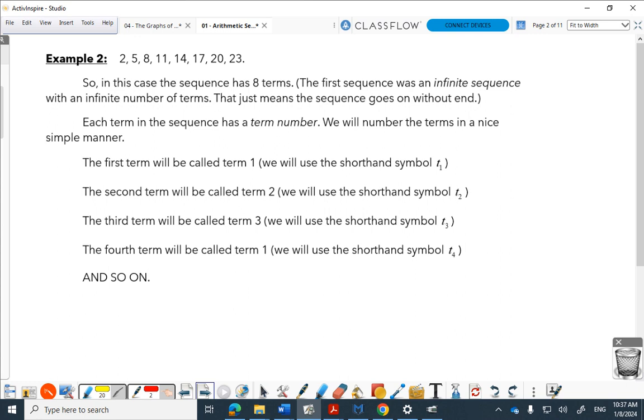So in this case, the sequence has 8 terms. Now I just typed this over the Christmas break, so as I'm doing it, I'm checking for errors, in case I made a little error in my typing. Was it 8 terms? 1, 2, 3, 4, 5, 6, 7, 8. Yeah, it is 8 terms. And let me just label them and show you how we're going to label them. And I think you'll like this once you get used to it.